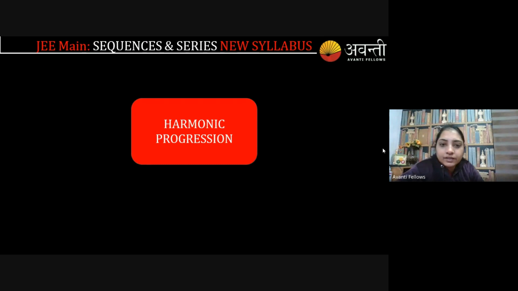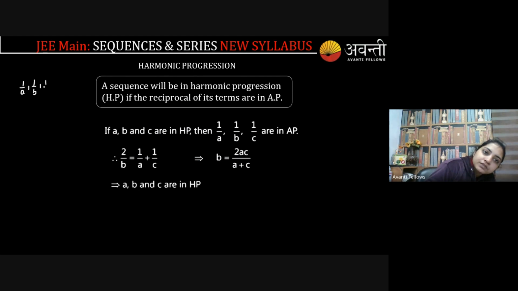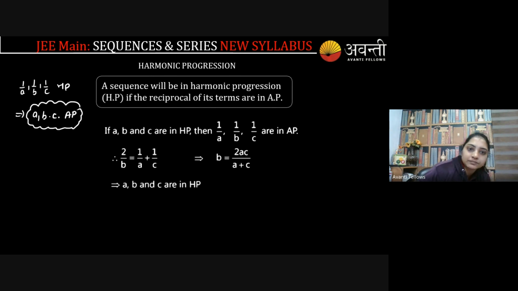So let's get started with the next part, that is harmonic progression. What do you think, will harmonic progression have different rules, as we had different ones for AP and GP? Yes or no? Yes, ma'am. But there's nothing like that. If 1 upon A, 1 upon B, 1 upon C are in HP, just reciprocate each term. That means A, B, C are in AP. Am I clear in my part? Yes, ma'am.